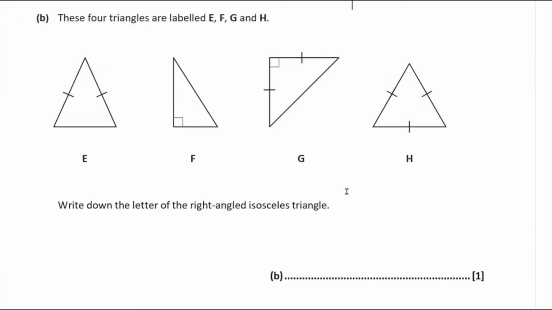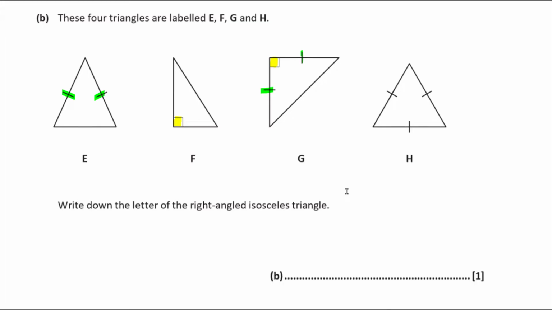Part B says these four triangles are labelled E, F, G and H. Write down the letter of the right-angled isosceles triangle. Well, a right-angled isosceles triangle is going to have a right angle in it, like that one does and that one does, but also it has a pair of equal sides, which this one does and this one does. H has got three equal sides, that's an equilateral triangle, isn't it? So the one that has got both is G.